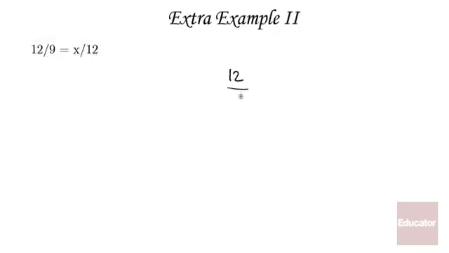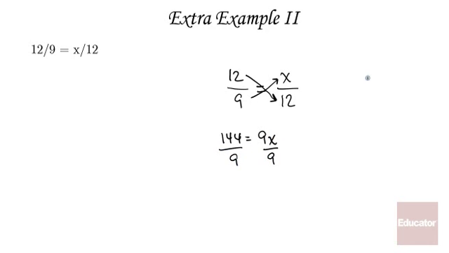12 over 9 equals x over 12. So there is no clear way to go from 9 to 12 with a whole number, dividing or multiplying, so I'm going to use cross products. 12 times 12 is 144, and 9 times x is 9x. And now to solve for x, I'm going to divide both sides by 9. 144 divided by 9, it'll go in one time, leaving me with 54, and it'll go in 6 times. So x equals 16.